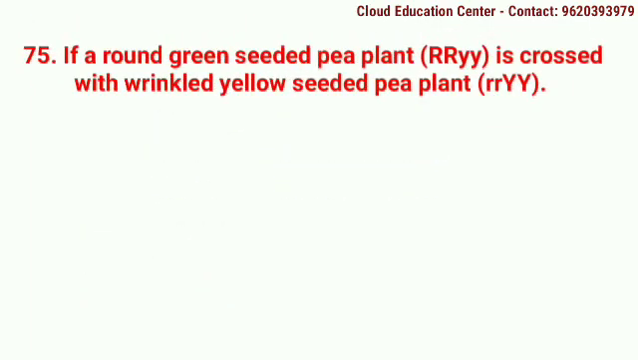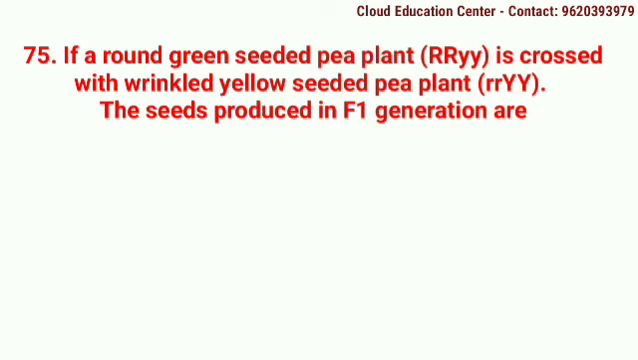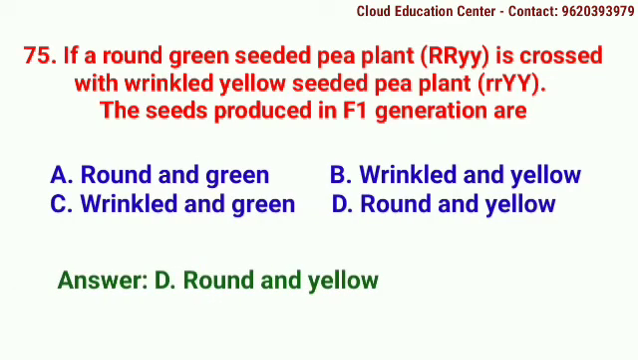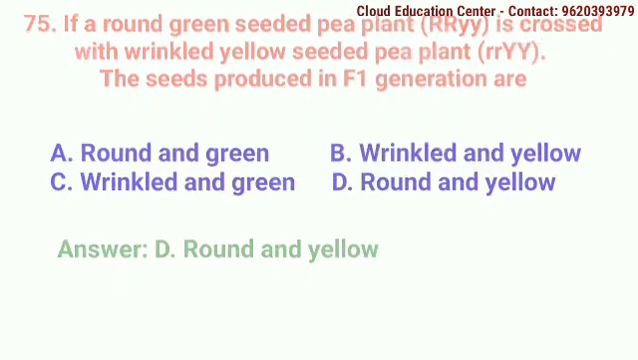The next question is if a round green seeded pea plant is crossed with wrinkled yellow seeded pea plant, the seed produced in F1 generation are. There are four options. In that, option D, round and yellow is the correct one because round is dominating character and yellow also the dominating character. That's why in F1 generation we are getting round and yellow seed.